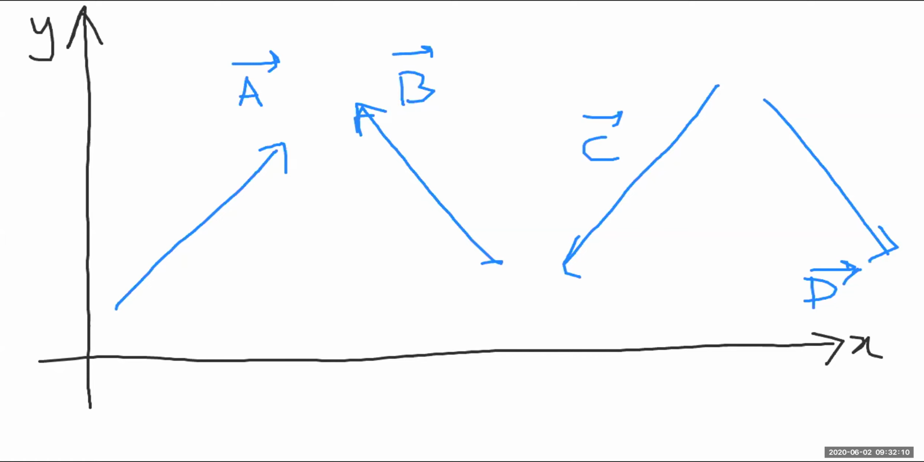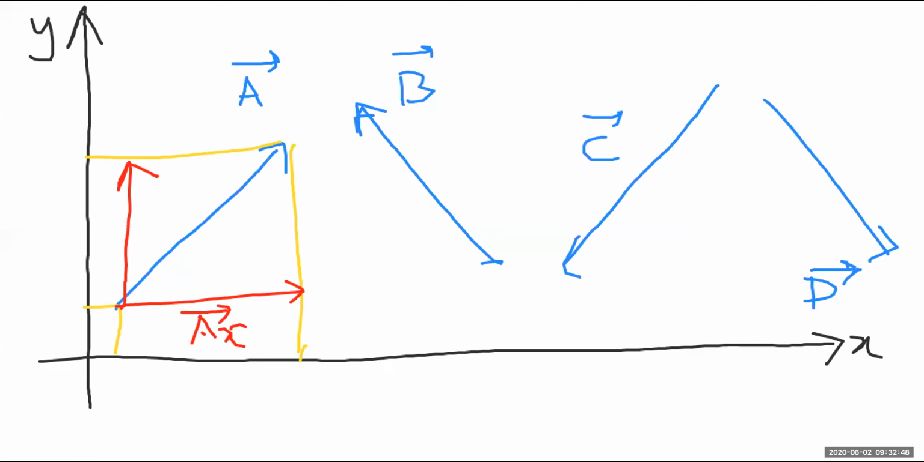I will draw the components for A. Right? So what I do is I drop perpendiculars from the head and tail of A. Now, instead of drawing the component vectors on the axis itself, like I have done, I will draw the vectors like this. Right? Remember that I can move vectors provided that I'm not changing their magnitude and direction. So this is the vector AX. This is the vector AY. Can you draw the X and Y component of B, C, and D in your copybook?